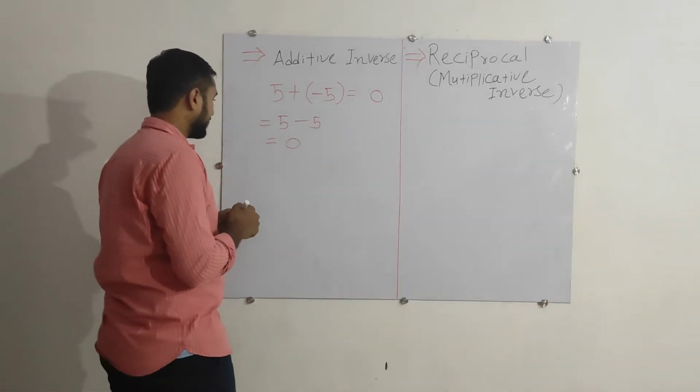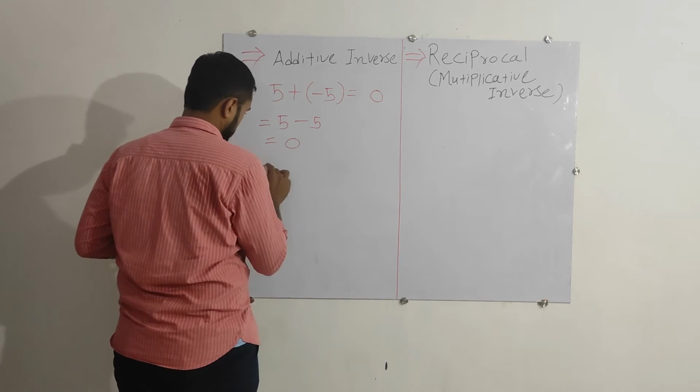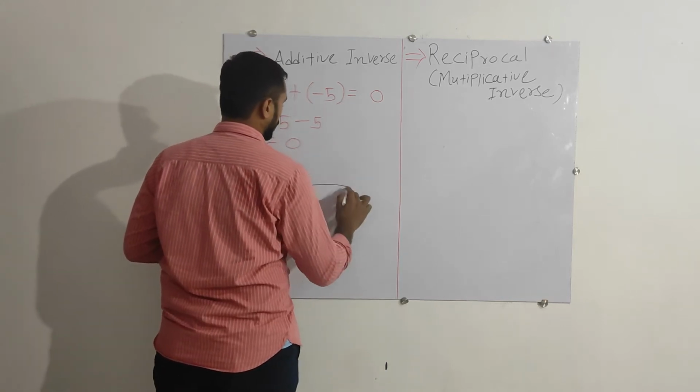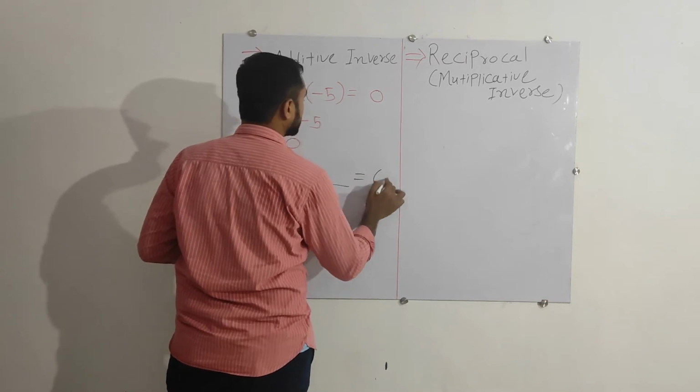Now let's select another number. This time I am going to select minus 17. So what should I add to minus 17 to get the answer 0?